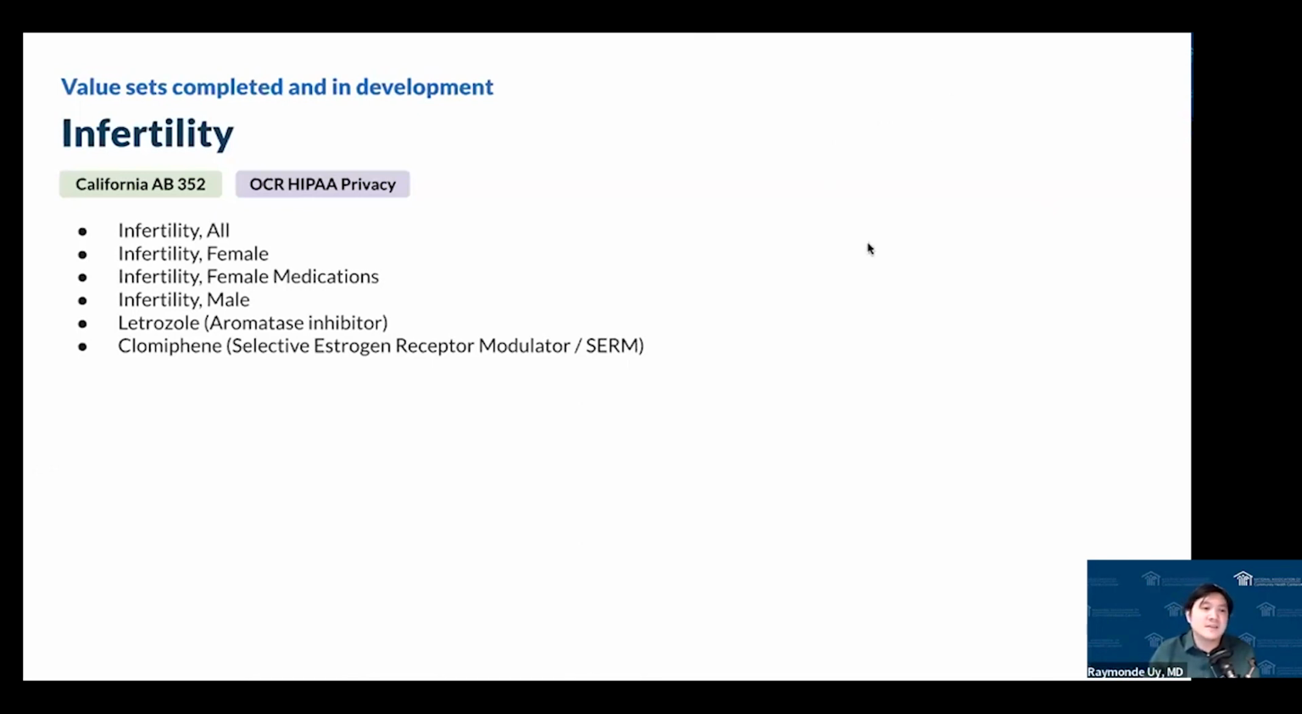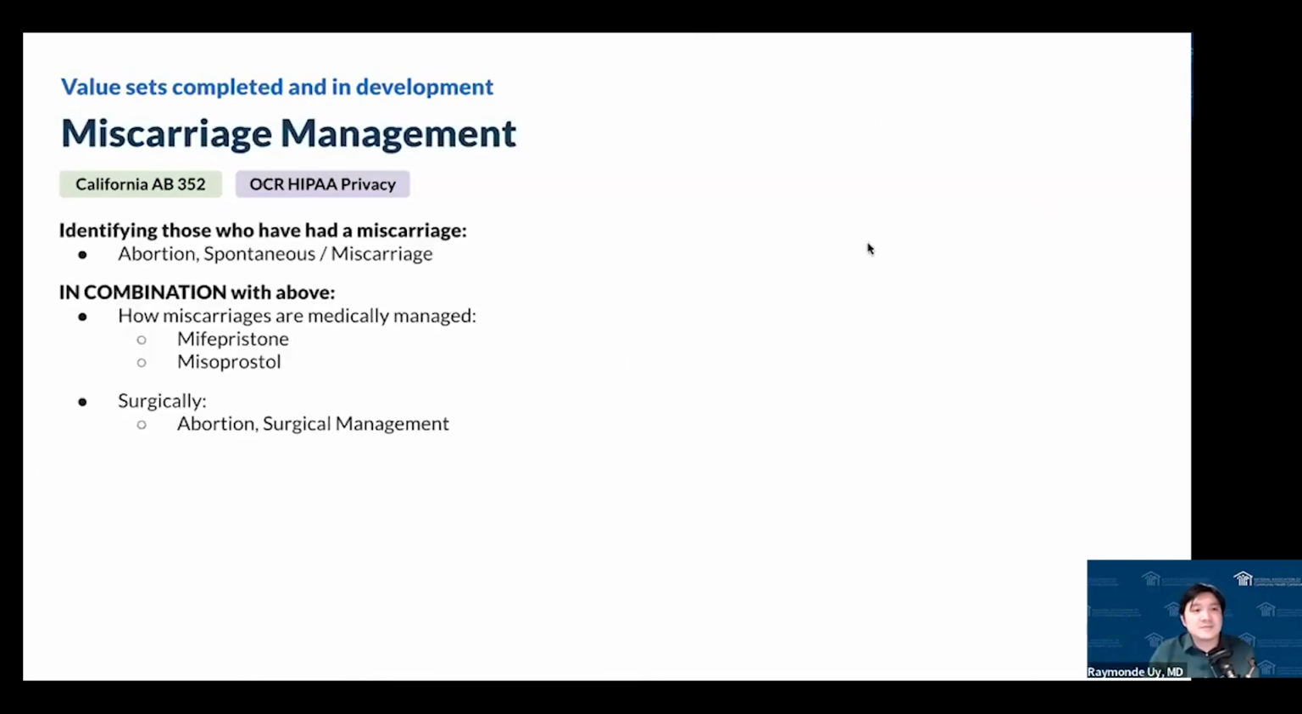On the next slide, I think there's another set that was mentioned, which was they used the term miscarriage management. And this was tricky because there are different ways to manage miscarriages. But for those who want to identify those who have had miscarriage, the value sets to be used are for "abortion, comma, spontaneous / miscarriage," in combination again with how it was managed, either through a medical management through mifepristone and misoprostol, or a surgical management using a D&C, for example, or dilatation and curettage.